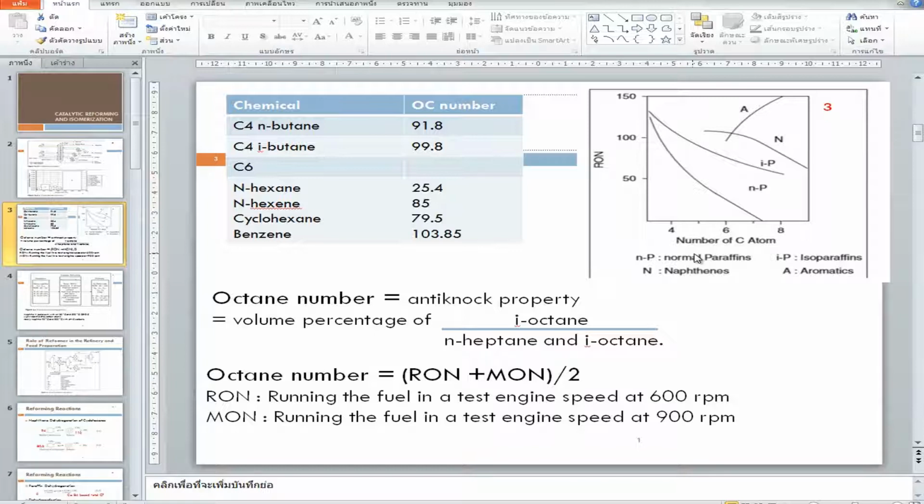Now we list the octane number of C3 to C8 in different chemical structures, including normal paraffin, isoparaffin, naphthenes, and aromatics. This figure, after plotting all the octane numbers for each one, will show you the trend of octane number.